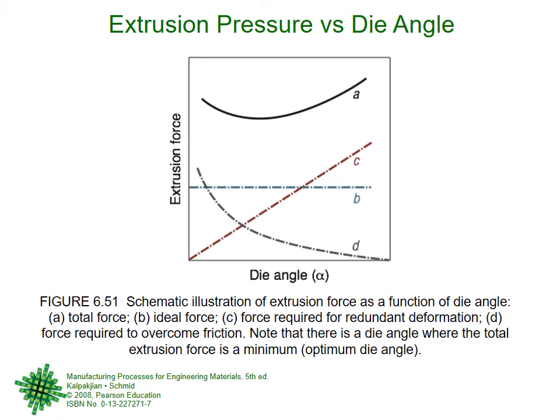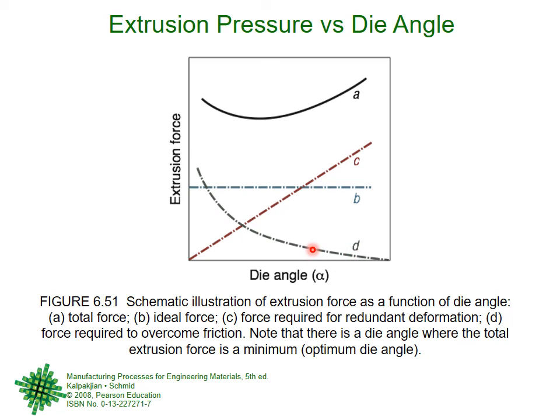So what we were calling the total force and so on is plotted here, that this is the extrusion force and this is the die angle. And you have A, this is the total, but B, C and D. B is the ideal force, it remains constant. C is the force required for redundant deformation, this C. So this is like in a direct proportion with die angle, keeps on increasing as the die angle increases. And D is the force required to overcome friction.